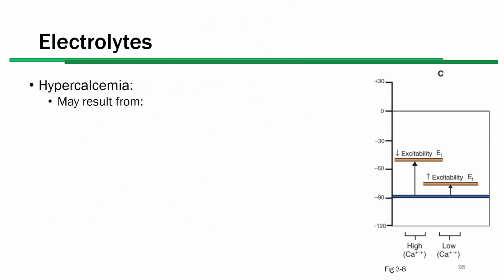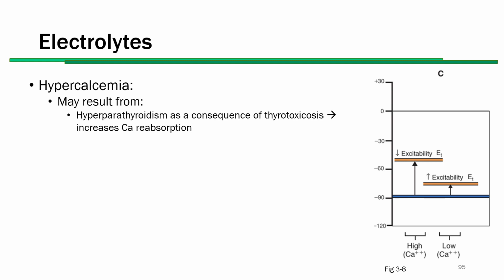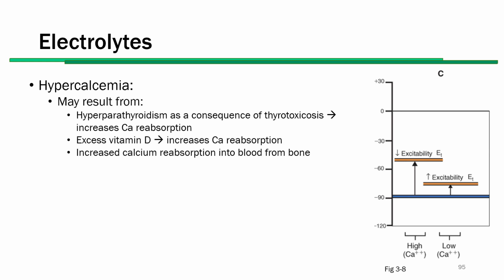Hypercalcemia may result from hyperparathyroidism as a consequence of thyrotoxicosis. So if the thyroid gland is overactive, that can release more parathyroid hormone, because it's hyperparathyroidism, and that's going to increase calcium reabsorption. Excess vitamin D can increase calcium reabsorption. We can have increased calcium reabsorption from bone, cancer metastasis from another site like breast.